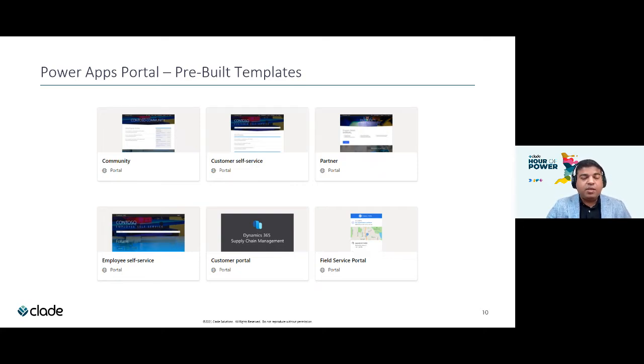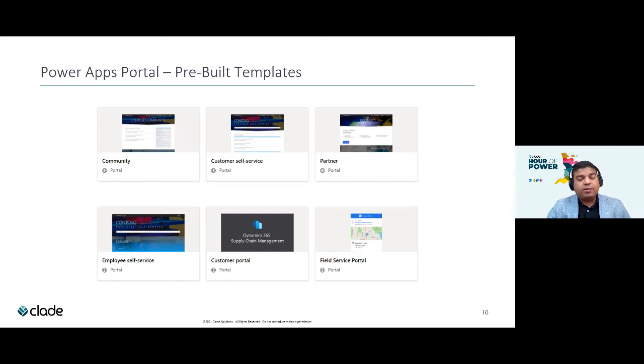For example, Clade has created a product called CAMS. Now, this CAMS product is a membership association management solution, and we interact with members. We have created a Power Apps portal, and as a baseline, we started with the community portal, and then extended that to add additional features to it.